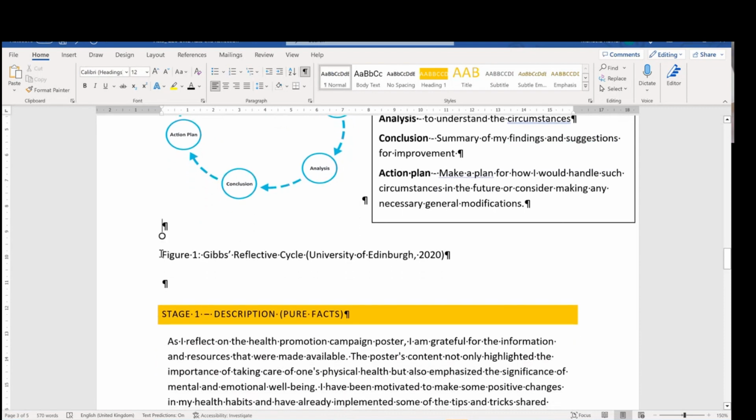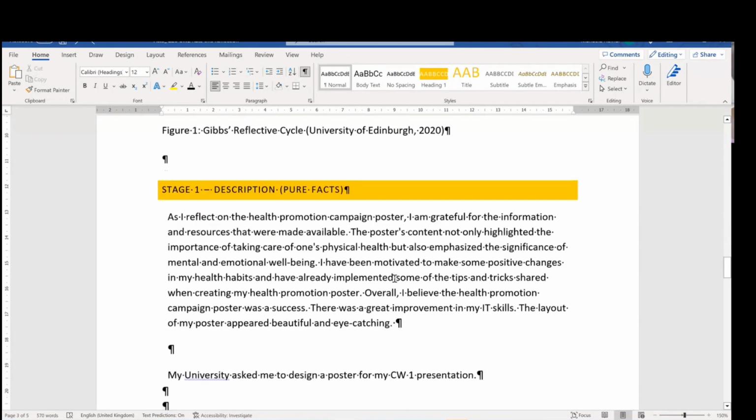How do you cite figures? So you write Figure 1, colon, Gibbs reflective cycle, University of Edinburgh, comma, so that's the author, and then you have the year. This is like normal referencing, and Gibbs reflective cycle is the name. We always have a name of a figure. So don't do that where you go that, because then you have no name of your figure. What's the name of your figure? So you just give your figure any name and then author and year. Then you continue with the pure facts.